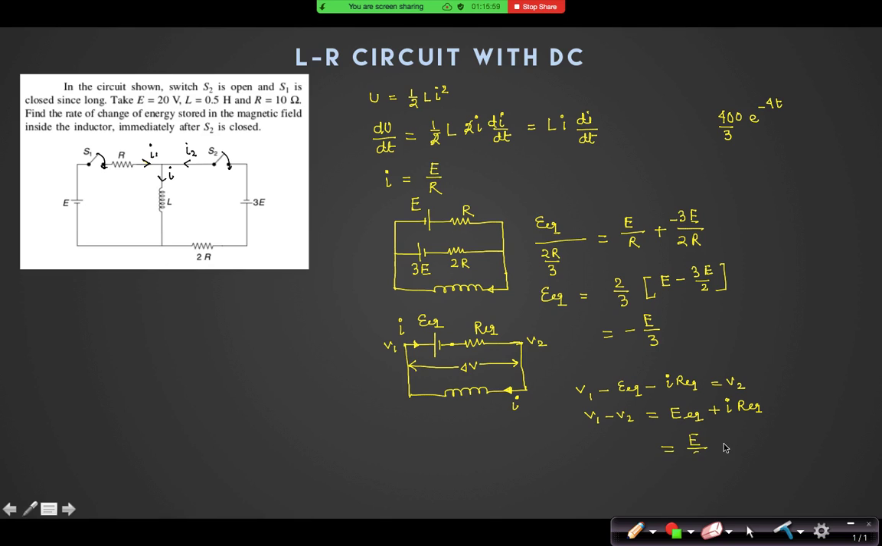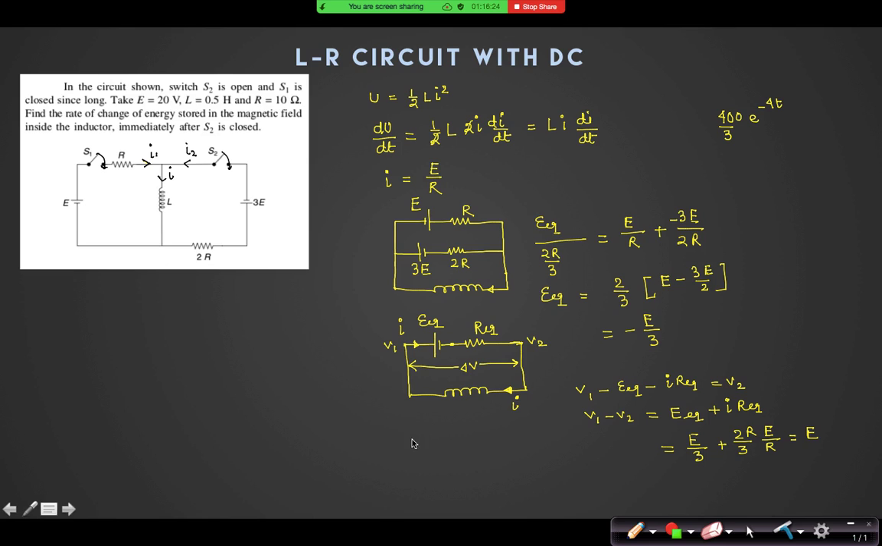So is it E by 3 plus 2 by 3 R into what is I? E by R. So E by 3 plus 2E by 3, it is again E. But the polarity has reversed only. Yes or no? Yes, sir.